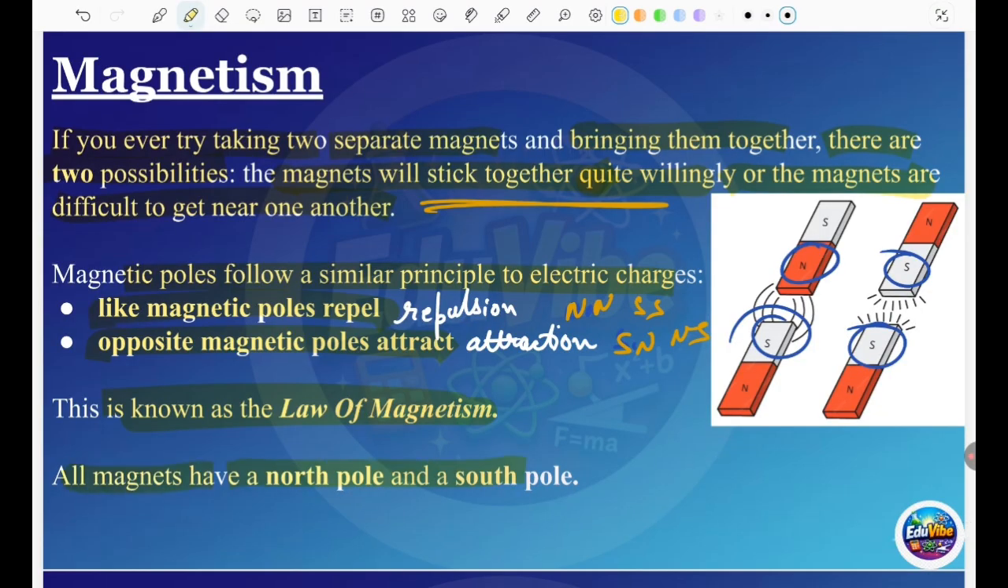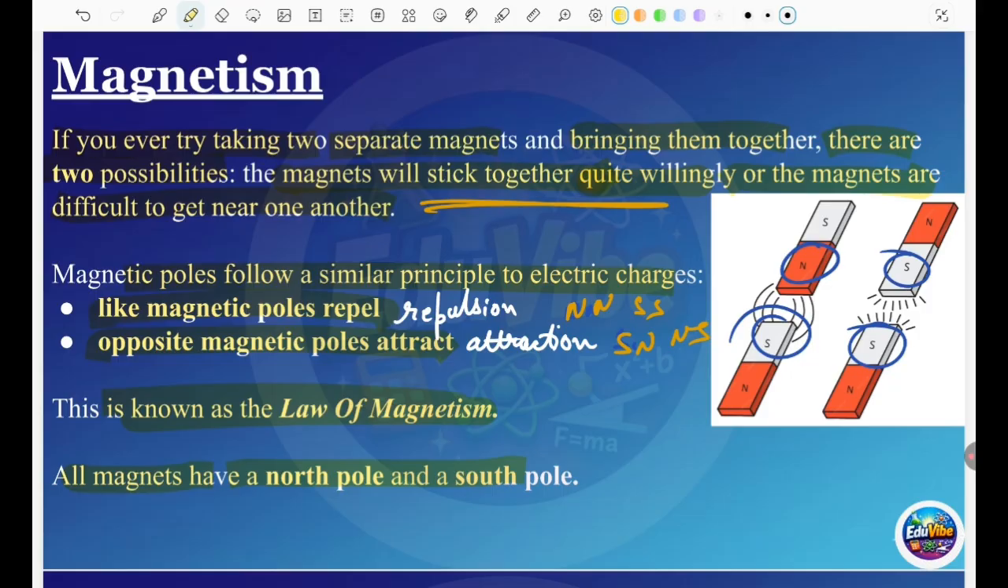All magnets have two poles, the north pole and the south pole. This could be a bar magnet, a horseshoe magnet, or different kinds of magnet. All magnets have north and south poles.